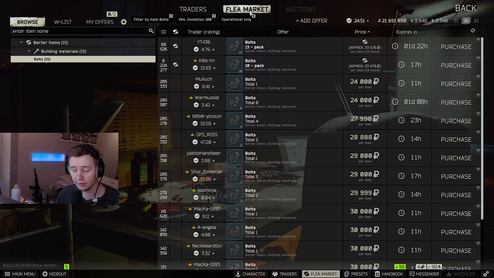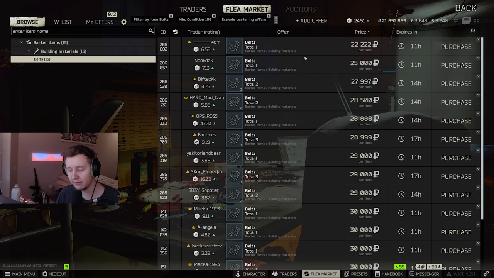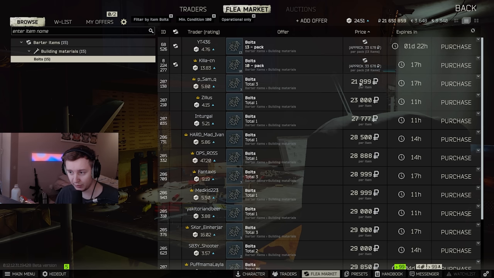So make sure you got the no bartering offers filter right there. Go to your filters, say remove bartering offers, remember selected filter, and then you click OK. And whenever you search for the items, there won't be any bartering offers. And if you want to get them back, you just disable this filter. That's the way it works.